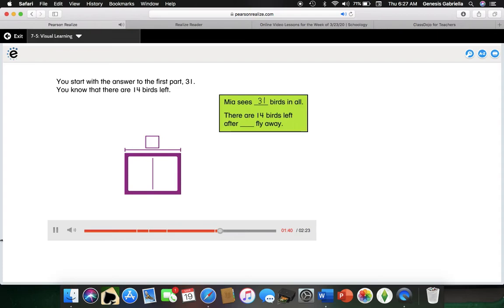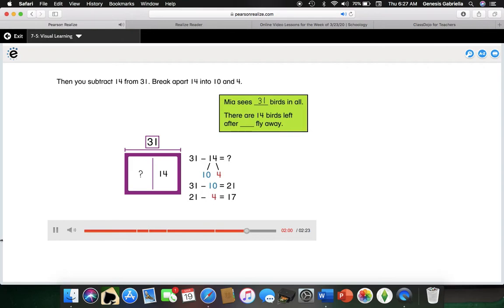You start with the answer to the first part, 31. You know that there are 14 birds left. Then you subtract 14 from 31. Break apart 14 into 10 and 4. 31 minus 10 equals 21. 21 minus 4 equals 17. The answer is 17. There are 14 birds left after 17 fly away.